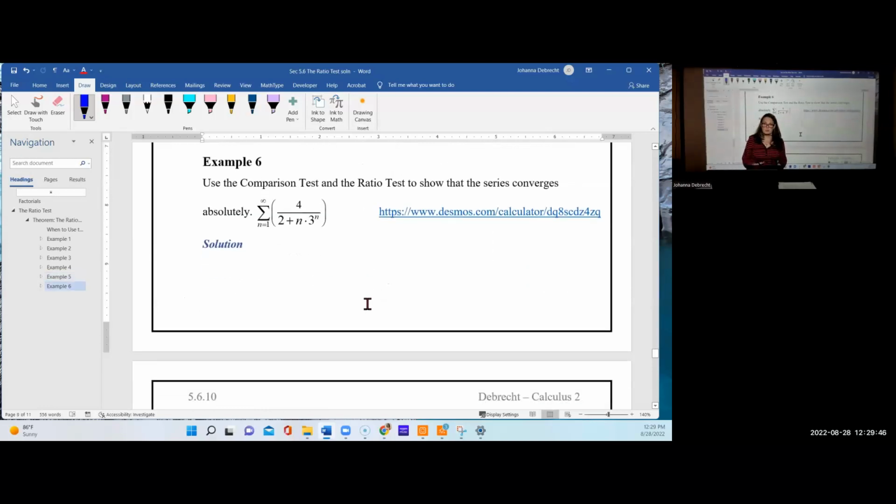This one is more difficult. This one is going to require us to use both the comparison test and the ratio test. So it's a combination of two tests to show that the series actually converges absolutely.